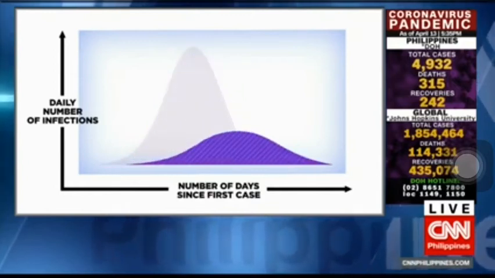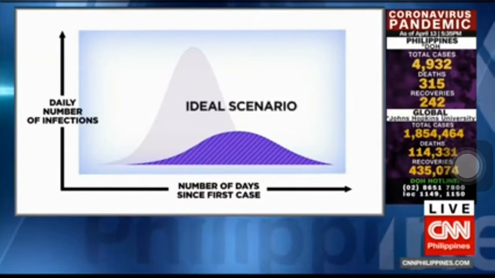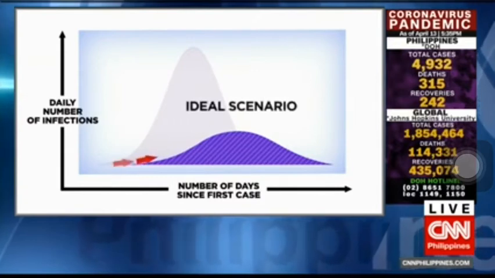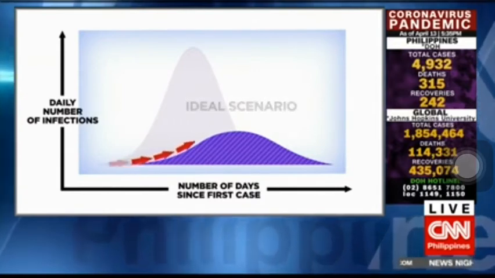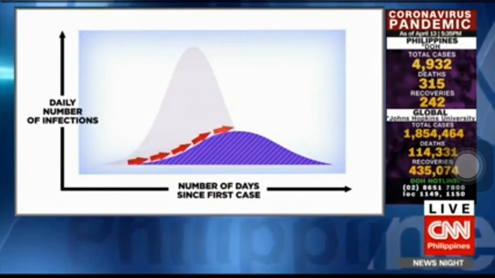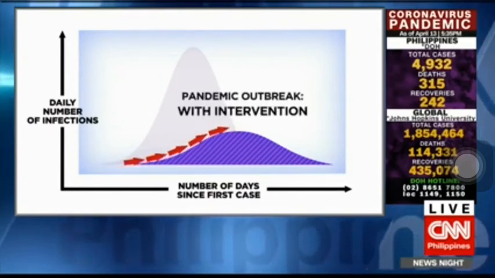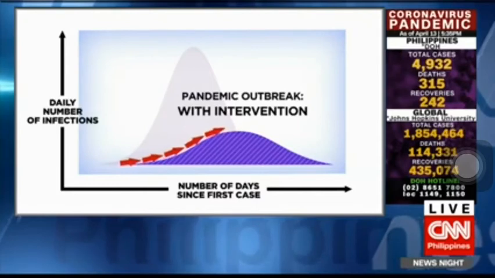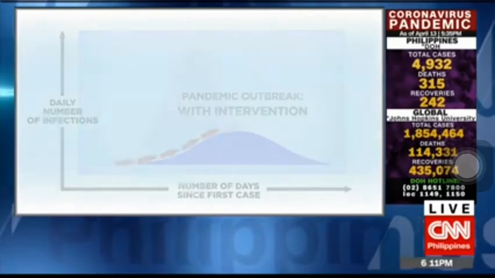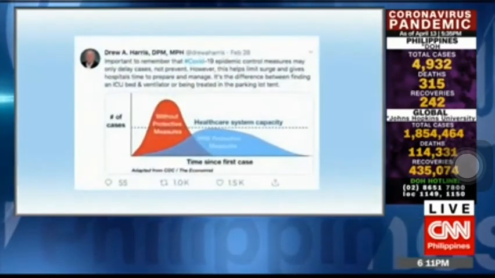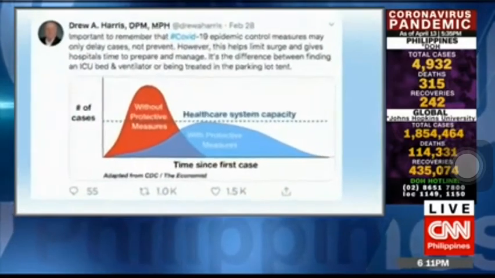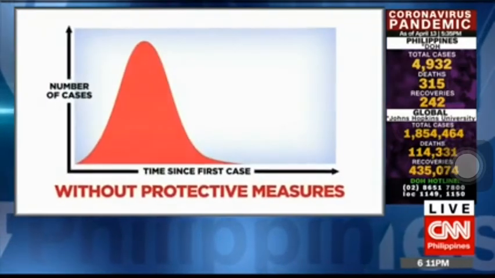The second curve has a flatter slope. That's the ideal scenario. It shows a more gradual rate of infection over a longer period of time. Health officials say this can only happen if steps are taken to prevent or slow down the spread of a disease. Last February 28th, an American pandemic preparedness trainer tweeted a slightly adjusted version of the graph.